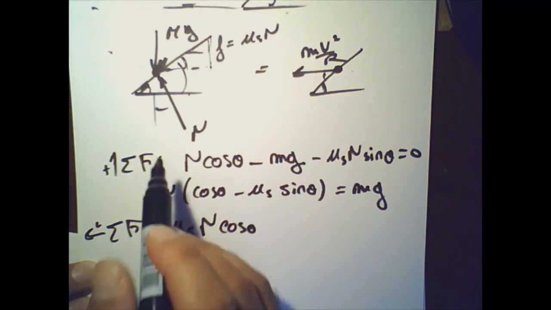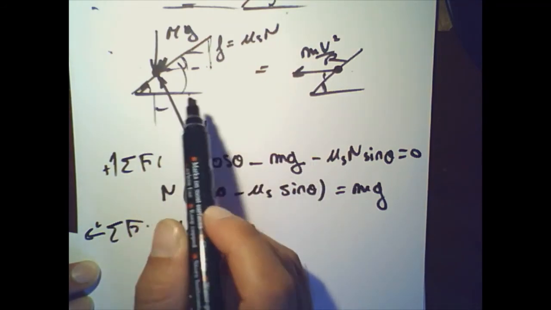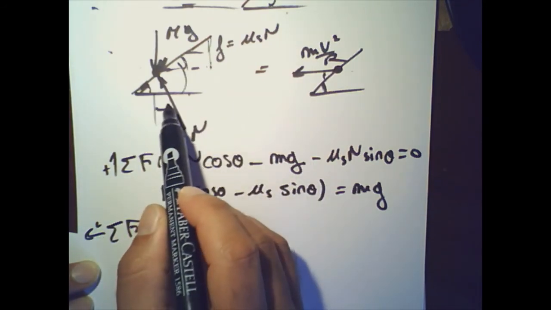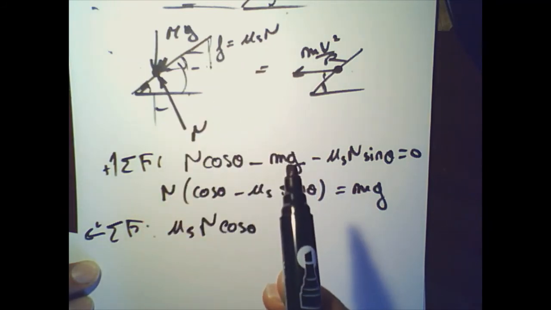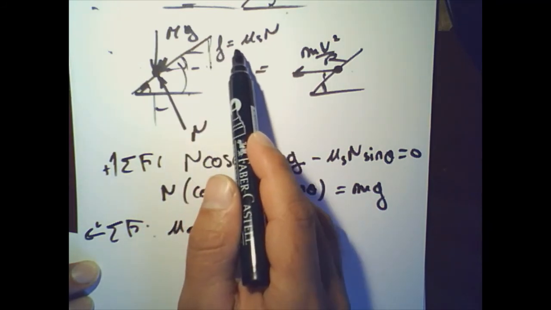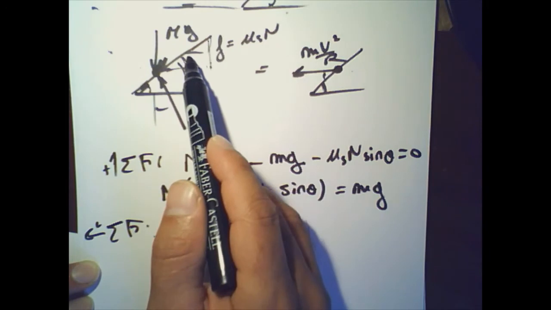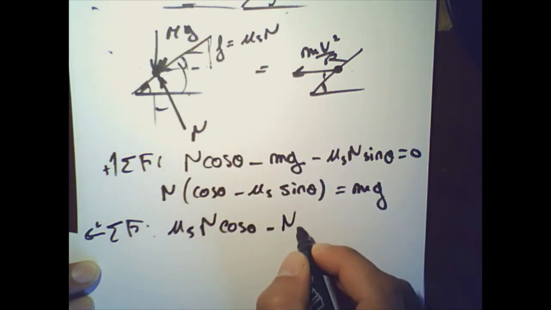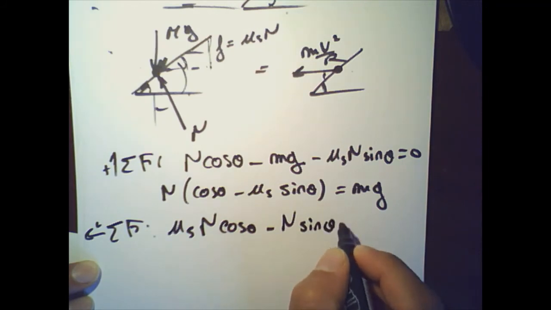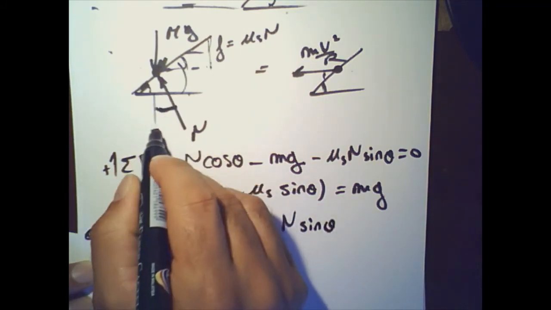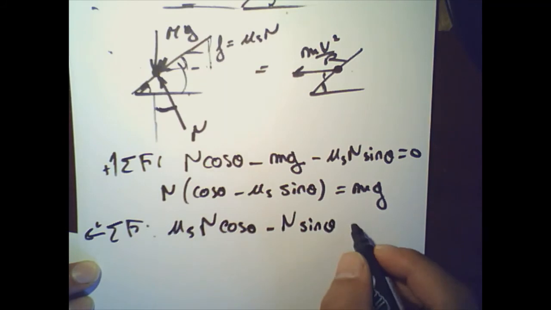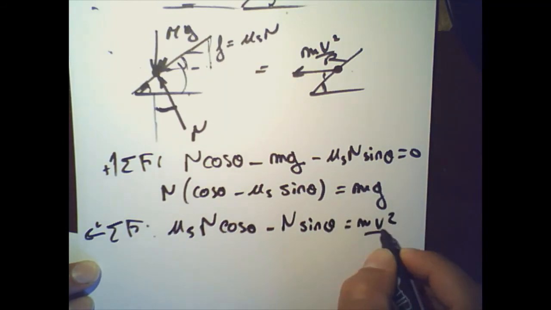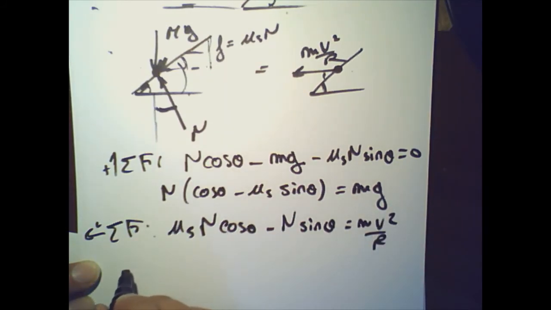Okay, summing the forces in the horizontal direction, I'm going to get mu s times n times cosine theta. Why? Because this is a friction force, so friction force times cosine theta. How about n? N is also minus n times sine theta, since this angle is theta as well. So n times sine theta, and that is equal to how much? Mv squared over r.